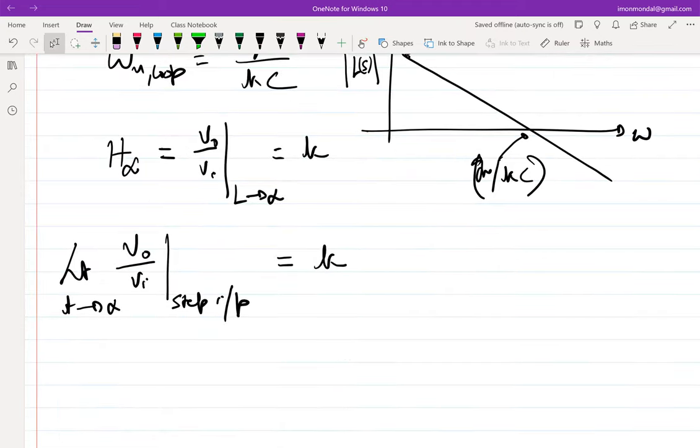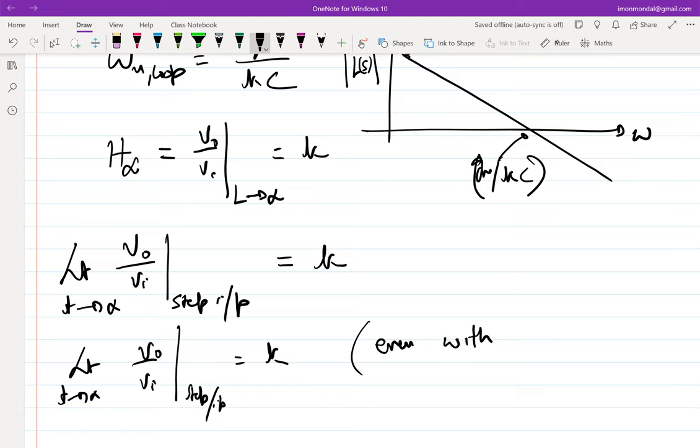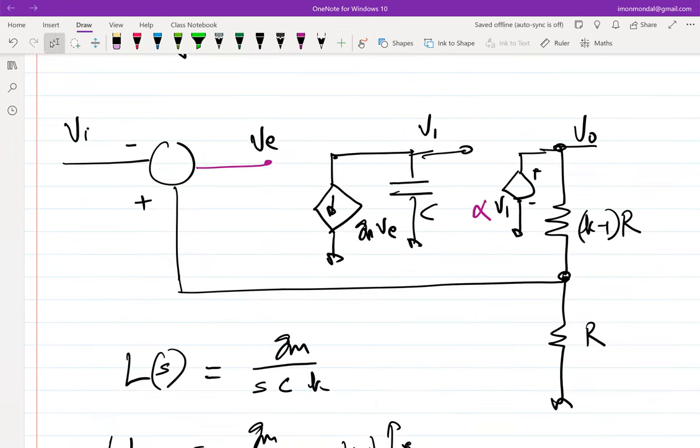So this is equal to k even with alpha times V1 as the VCVS. Does it make sense? Yes, no? So I change something in the loop, I change the gain of the VCVS, but my steady state output didn't change. Why?